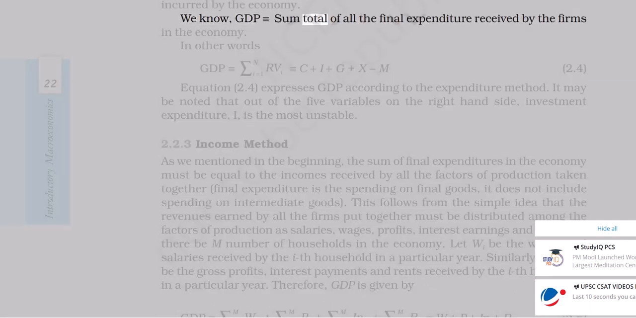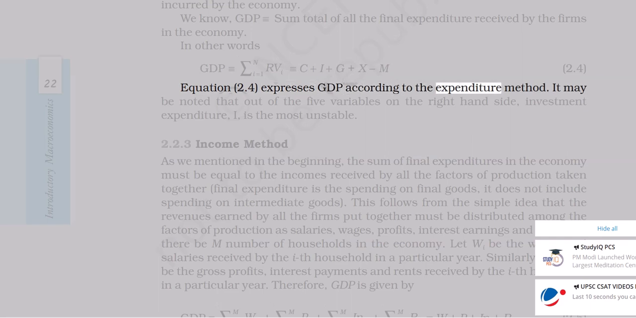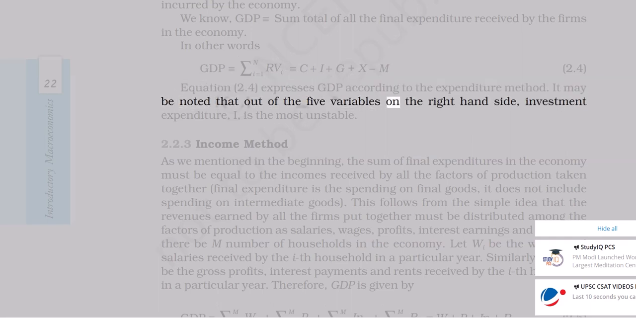We know GDP is the sum total of all the final expenditure received by the firms in the economy. In other words, GDP = C + I + G + X − M (Equation 2.4). Equation 2.4 expresses GDP according to the expenditure method. It may be noted that out of the five variables on the right-hand side, investment expenditure, I, is the most unstable.